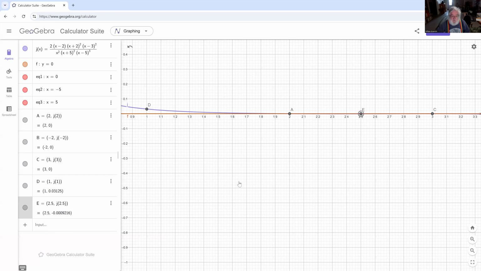So there's our graph. And so that's graphing rational functions. And then we'll move on to exponentials and logarithms next.